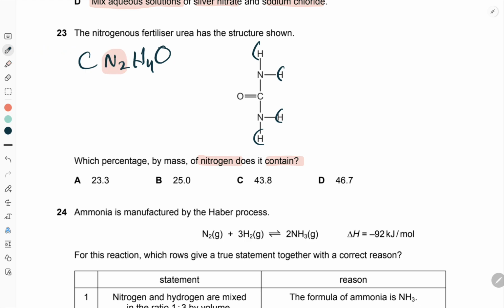So in this formula, what you can do is find how many N atoms, the percentage of nitrogen. There are 2 nitrogen atoms. The mass of 1 nitrogen is 14, divided by the Mr of this compound. There is 1 carbon, which is 12, 2 nitrogens, which is 28, 4 hydrogens and 1 oxygen, and times it by 100, right? So let me find the answer.